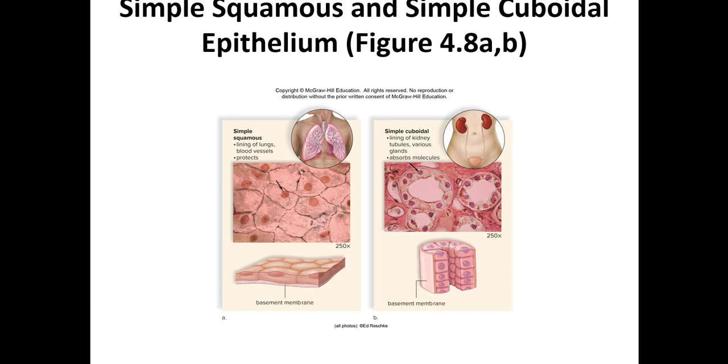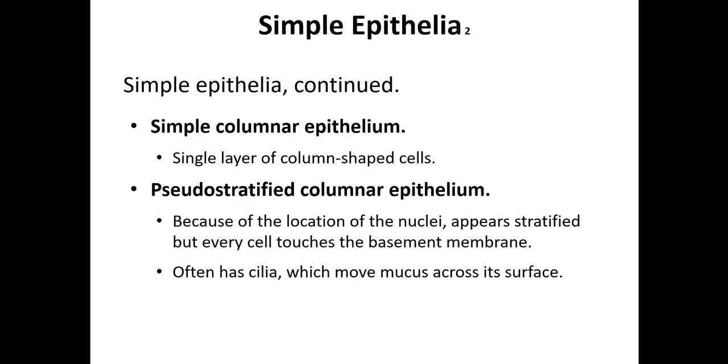Here are pictures showing you where you can find them in the body. Simple squamous is in your lungs and blood vessels. Simple cuboidal will be in your kidneys and various types of glands in the body. Simple columnar epithelium is made of column-shaped cells, and the pseudostratified columnar epithelium is unique because the nuclei appear to be stratified, but the cells actually touch the basement membrane. Oftentimes you'll find little hairs called cilia that allow the mucus to move across the surface.